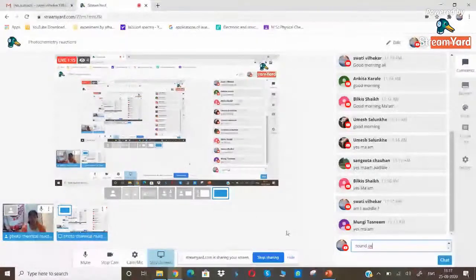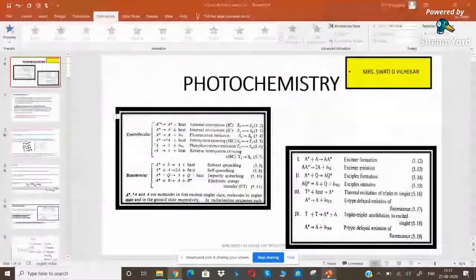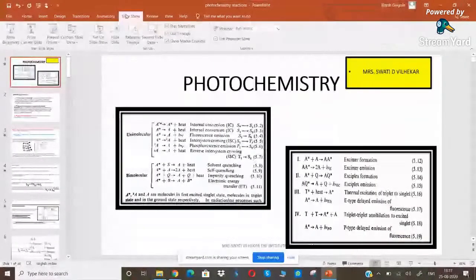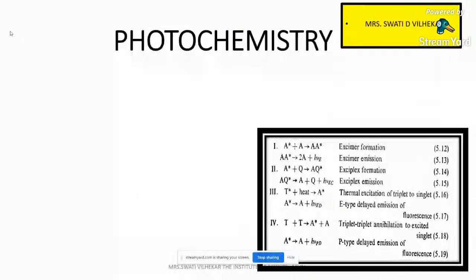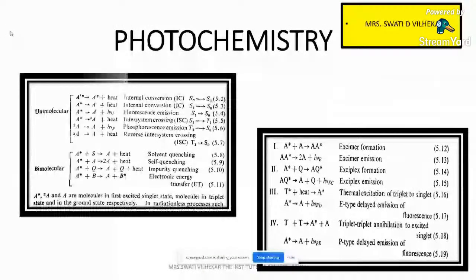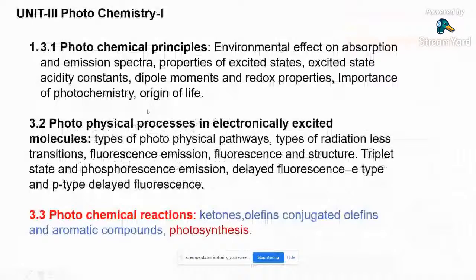Okay. So let's start with the topic. Myself, Mrs. Swati Villekar, and we are going to cover the topic from the photochemistry unit, which is the photochemical reactions. For this, we have already seen some basic concepts, like in case of unimolecular reaction, there may be internal conversion or intersystem crossing. These are the non-radiative pathways, as well as some radiative processes such as fluorescence emission and phosphorescence emission.